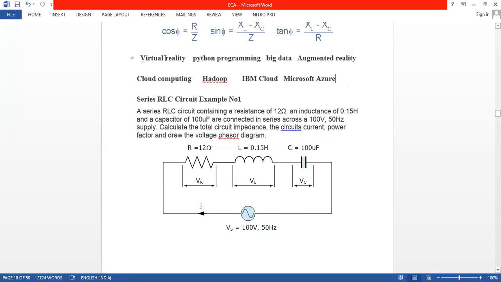The first one is virtual reality. What is virtual reality? Next, what is Python programming? What is big data? Augmented reality, cloud computing, Hadoop, IBM cloud, and Microsoft Azure.